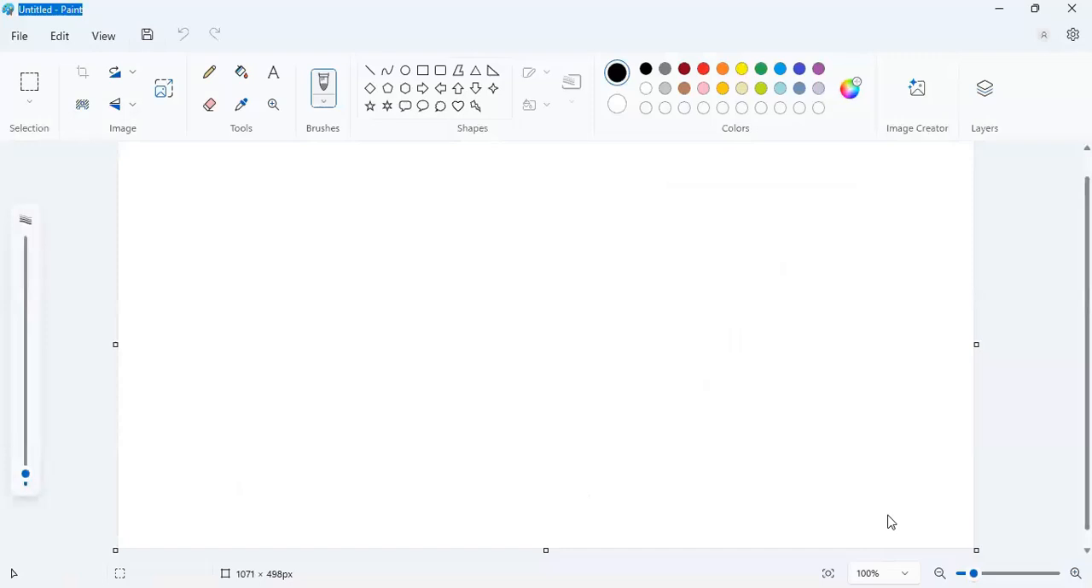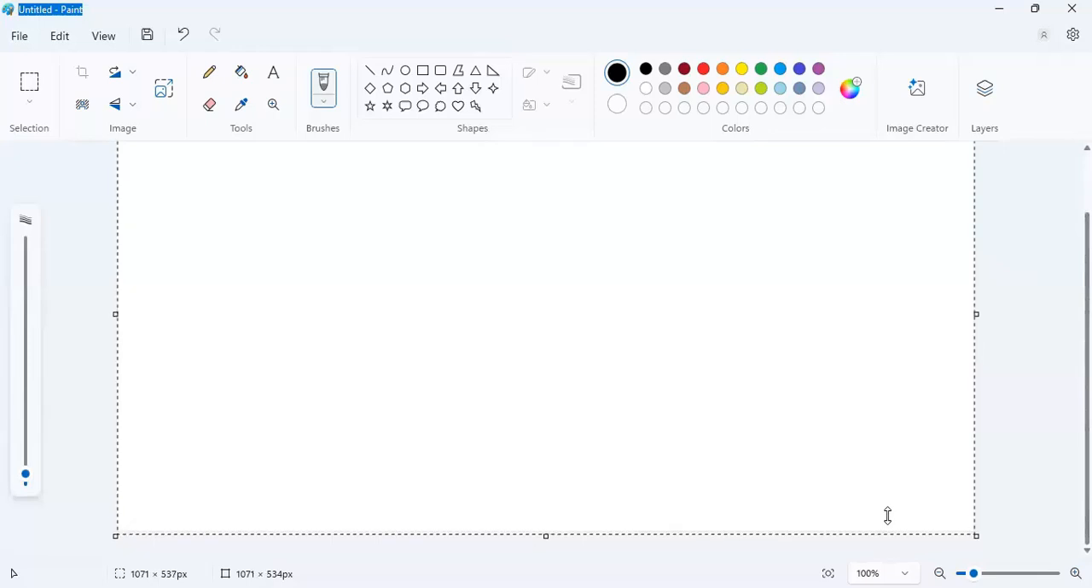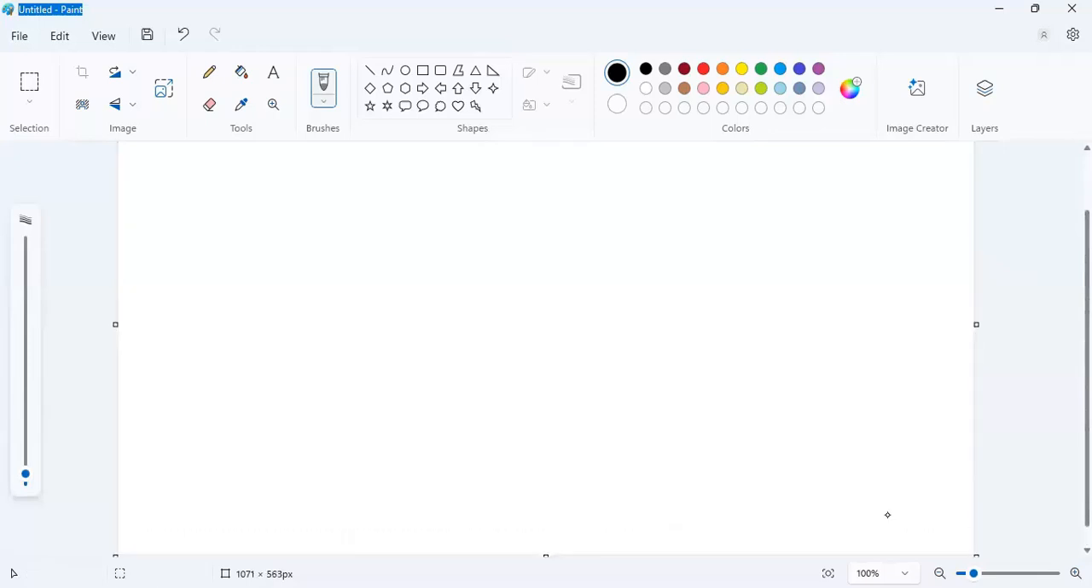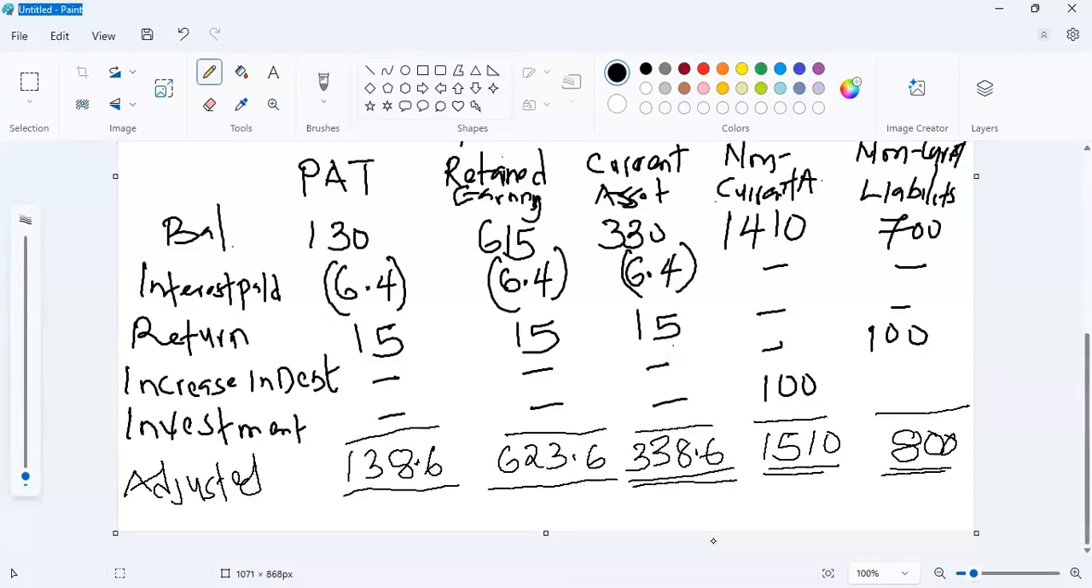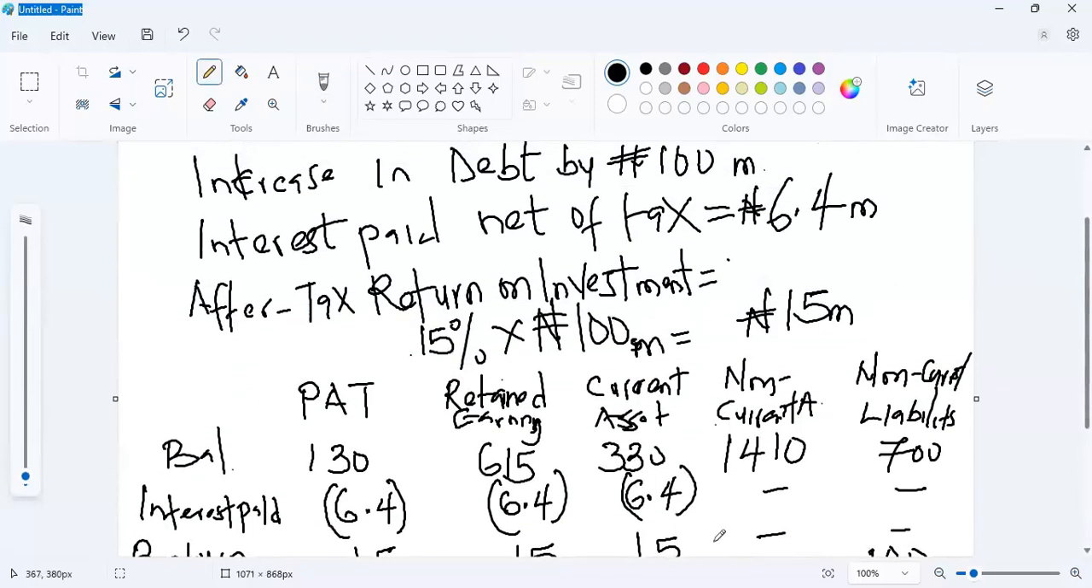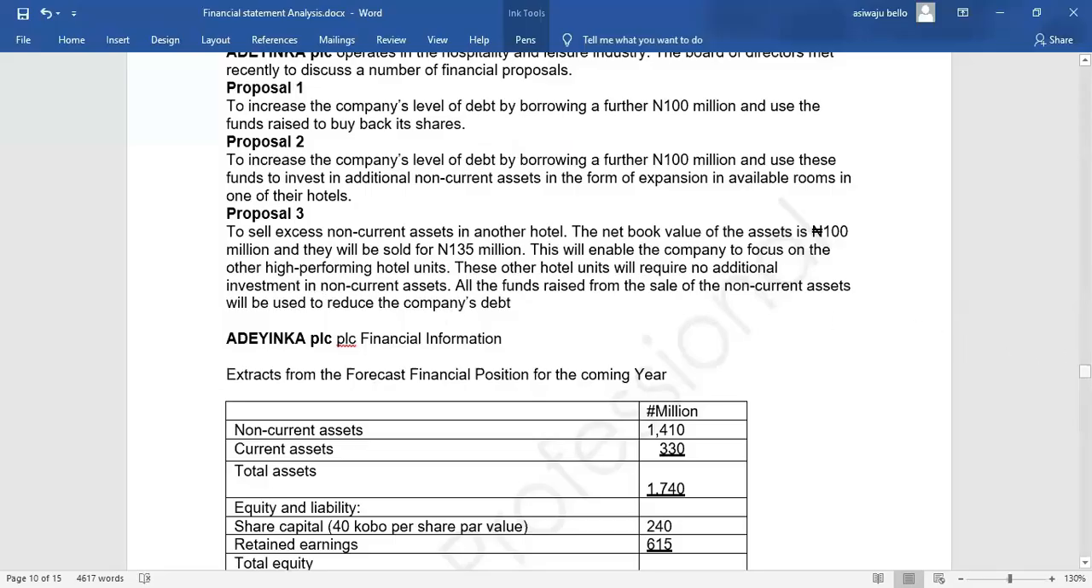Sorry, I have a question. Please, how did you get that 15 in proposal 2? Okay, let's quickly show it, no problem. Look at it here, proposal 2, 15. This return, okay, 15. Tax return on investment, 15% on 100 million. Was it in the question? It's there now. Yes, please, look at it.